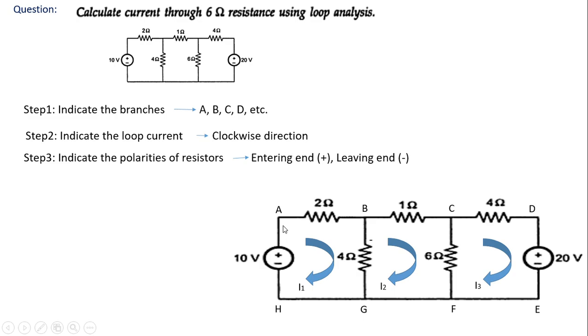So terminal A side is provided with the positive polarity, terminal B side is provided with the negative polarity. Once again, the entering end is provided with the positive polarity, and the leaving end of loop current I1 is provided with the negative polarity. This step is followed for all the resistors, and then the 6 ohm resistor, and then the 4 ohm resistor. So we indicate the polarities of each and every resistor depending on the loop current.